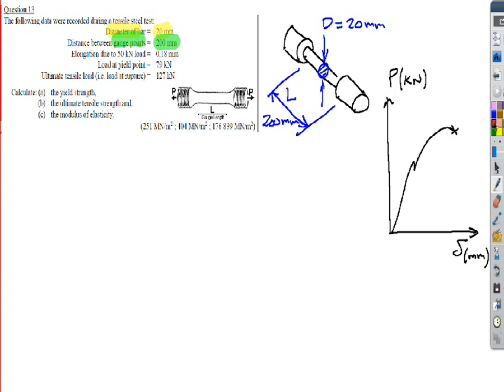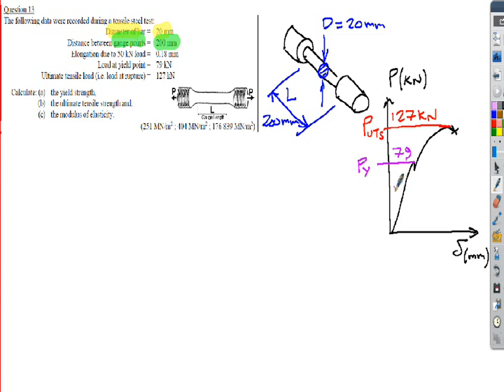Okay, so going back to what we looked at in the previous question, this would be the load at the yield point. That's the yield point. I'll call that PY if you like here. This would be the load at the ultimate tensile strength across here. I'll call that P, I'll call it UTS if you like, ultimate tensile strength. So we're given in the question the load at the ultimate tensile strength was 127 kilonewtons here. The load at the yield strength, just reading from the question, is 79 kilonewtons.